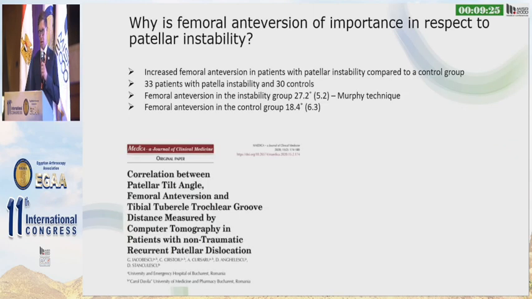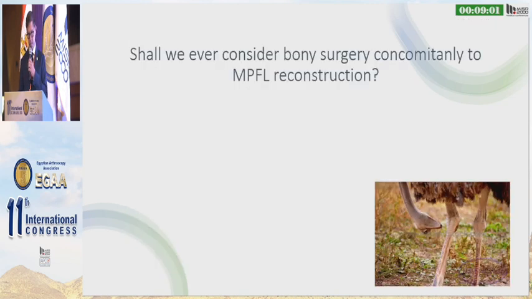In this study, they compared two groups of patients, having patellar instability and the control group. And what they found was that in the instability group, there was higher degrees of femoral anteversion compared to the control group. So, shall we ever consider to do concomitantly bony surgery when we do MPFL reconstruction? Why not just do the MPFL reconstruction?